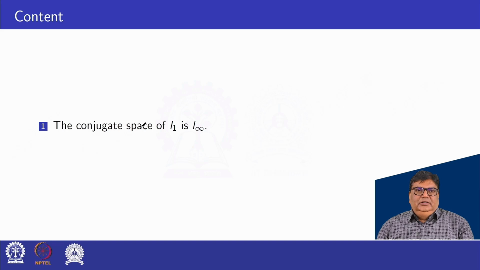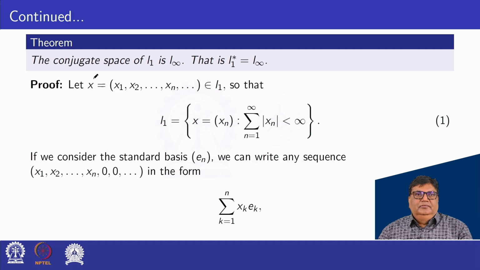Content: the dual space of L1 is L infinity. Dual space is also known as conjugate space. Theorem: the conjugate space of L1 is L infinity, that is, L1 star equals L infinity.